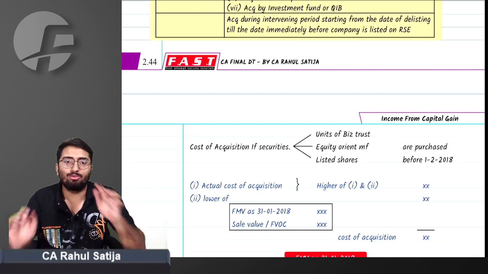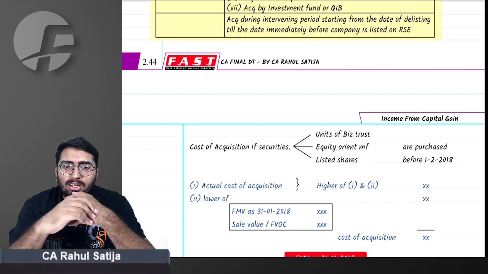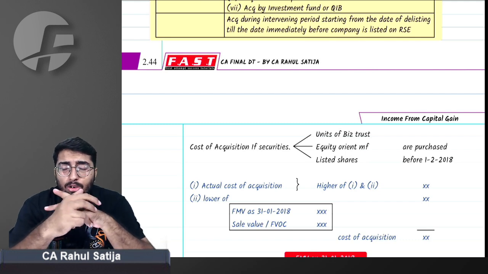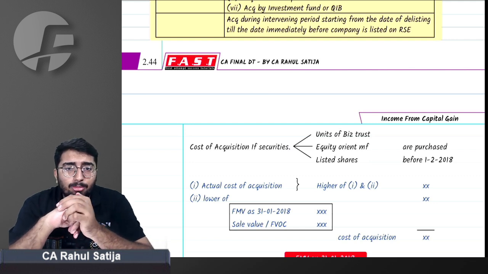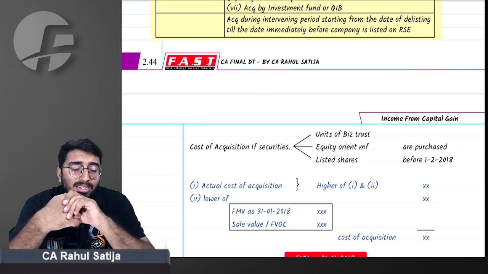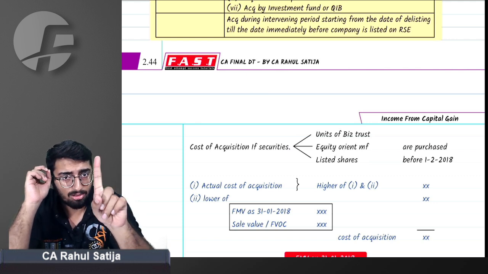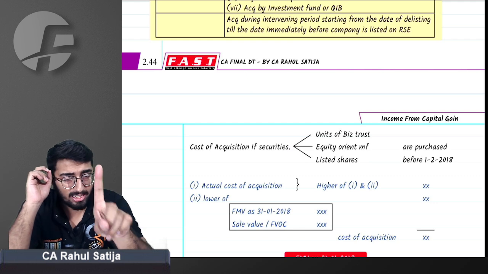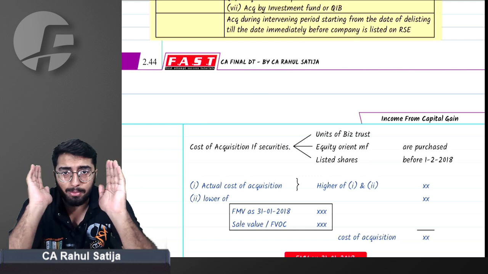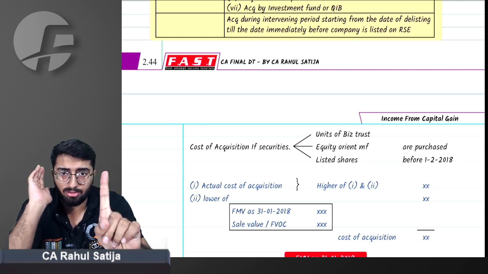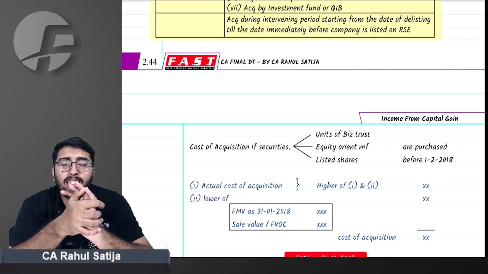So till now we have understood what the tax rate will be. Now we need to understand what the cost of acquisition will be for such securities. For the cost of acquisition for such securities, the government says, we have to remember a date. The date is 1st Feb 2018. On 1st February 2018, long-term capital gain tax was introduced. For that matter, we have to remember 31st January 2018.